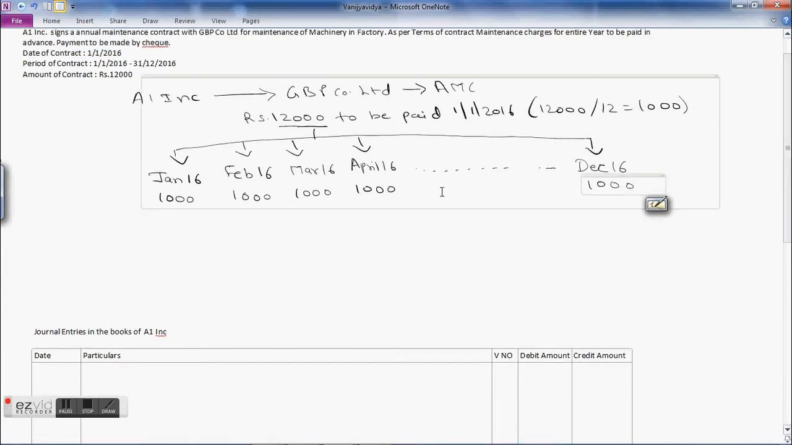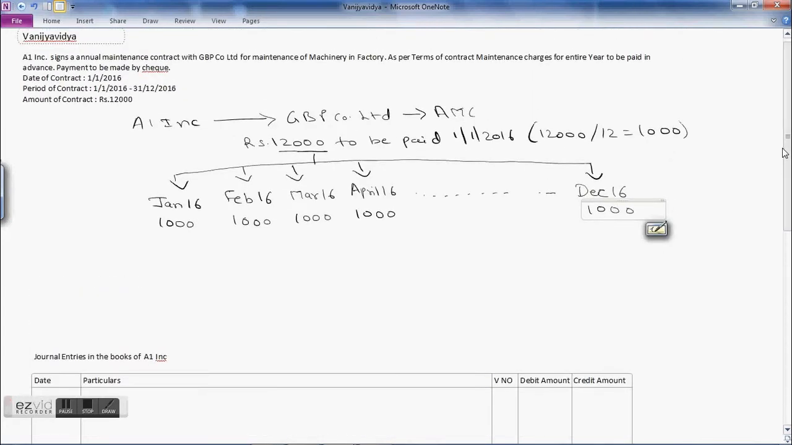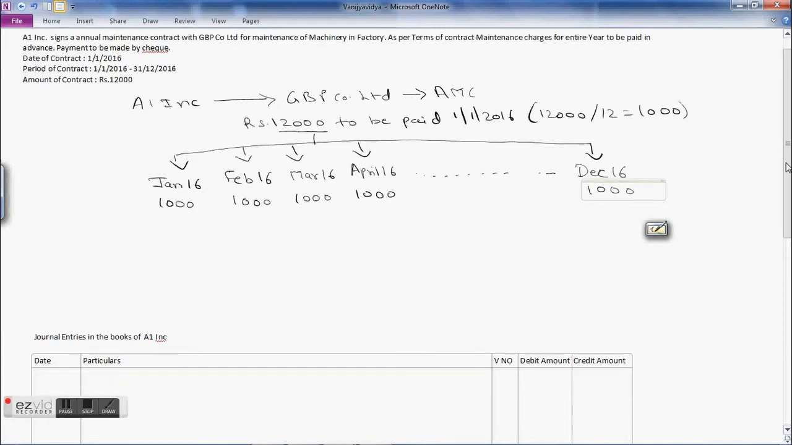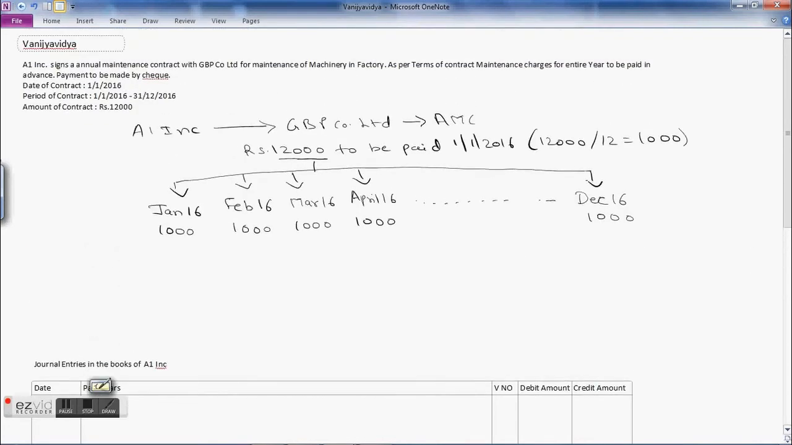Now what we will do is we will pass the journal entry up to April 2016 in this example. So first journal entry. The first journal entry will be on 1/1/2016, amount of rupees 12,000 is being paid. So first journal entry I'll put on 1/1/2016. The amount is being paid, right? Now the amount is paid by what? The amount is paid by check. It's given here: payment to be made by check.